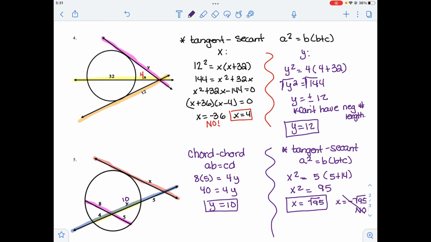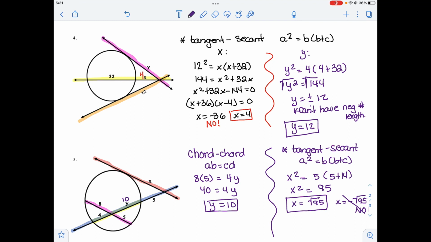Okay, let's take a look at number 4. We actually have two little pieces. I started out with our tangent and secant, but we have two tangents and a secant, so we have to look at one piece at a time. So for our first piece, I looked at our tangent here that goes at the bottom, and our secant here, and we didn't know x at the time. So I used my formula, plugged it in, and actually found what x was. So x could be 36, negative 36, or 4. We can't have a negative, so we know it's 4.